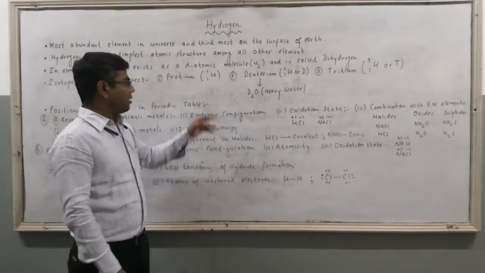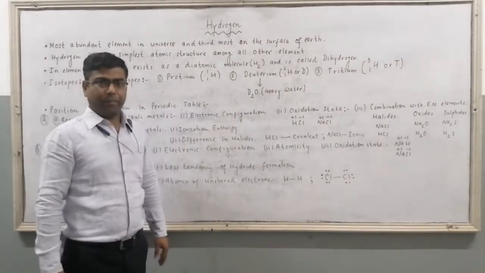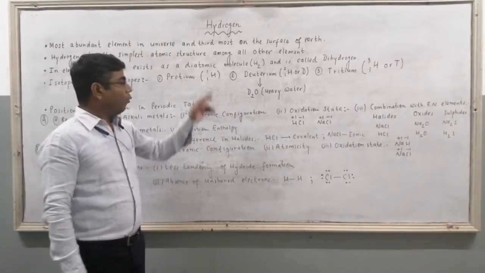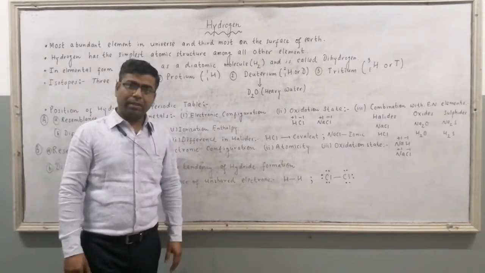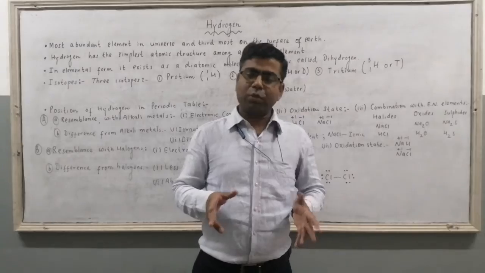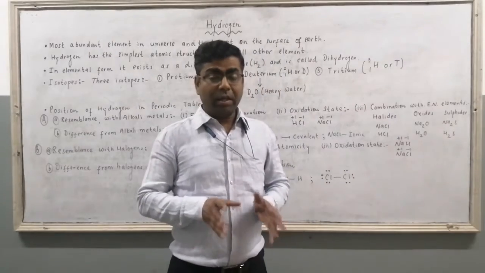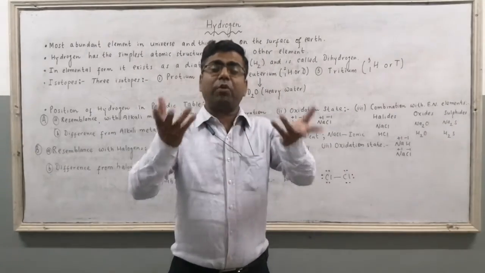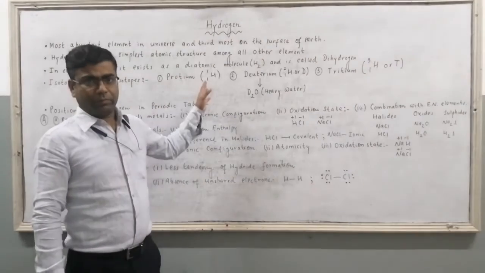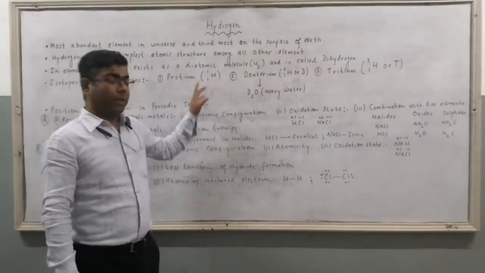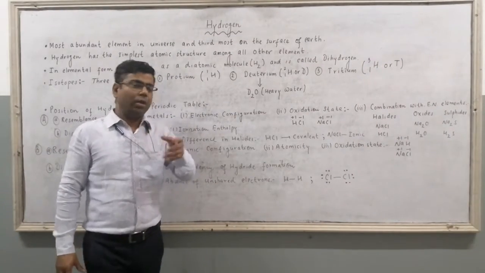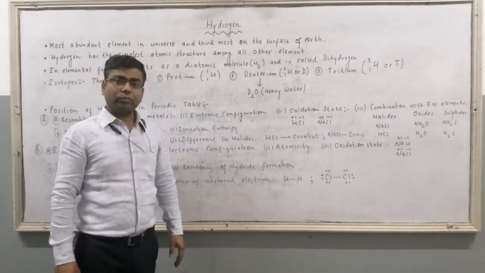Its representation is 1H1. 1 represents atomic number. 1 represents mass number. See, number of protons and number of neutrons is called the mass number. Number of protons or number of electrons is called the atomic number. Here number of proton is 1. So here it is 1. Inside the nucleus we are having only one massive particle, that is proton. So mass number is also 1.